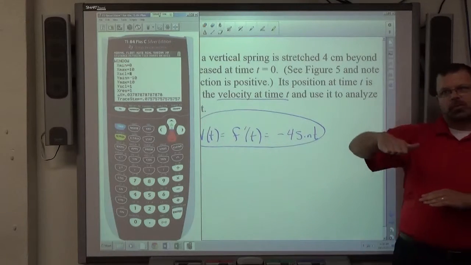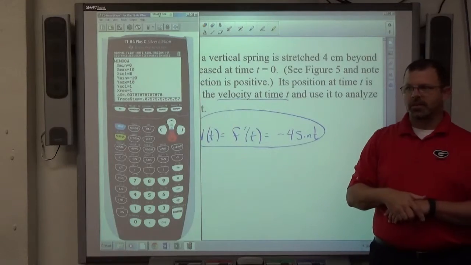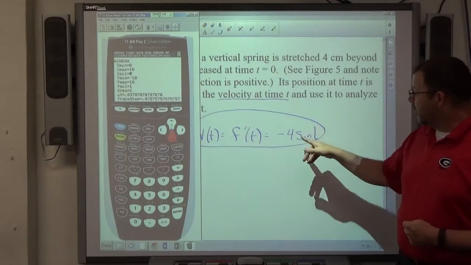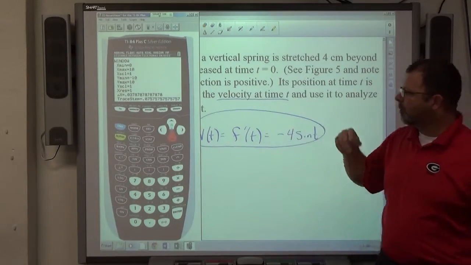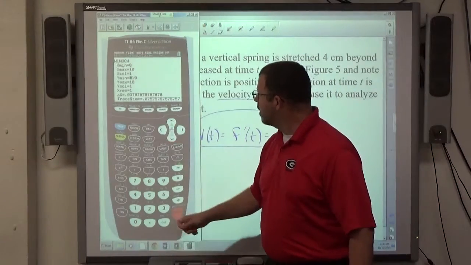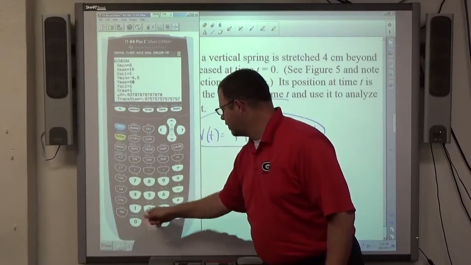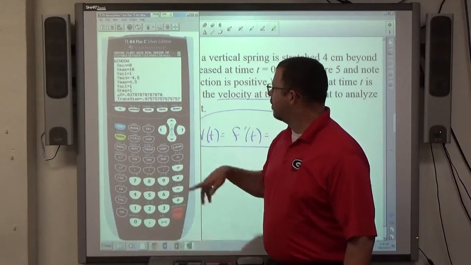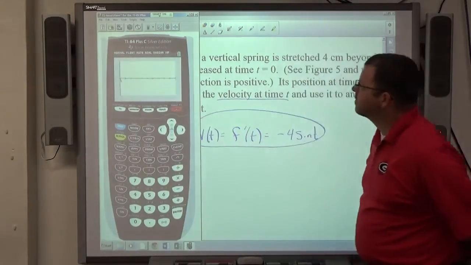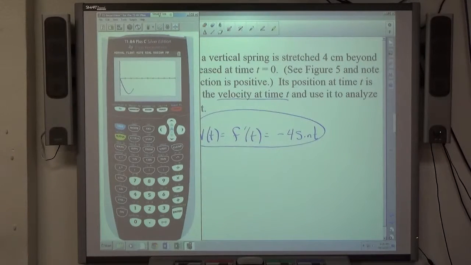Sine of x fluctuates between two numbers, negative 1 and 1. So if I'm multiplying that by negative 4, we're going to be between negative 4 and 4, right? I'm going to go negative 4.5 to 4.5 because I like to see the tops and bottoms. And a scale of 1 is fine. If I hit graph, whoa, we can see there's the motion of the object.